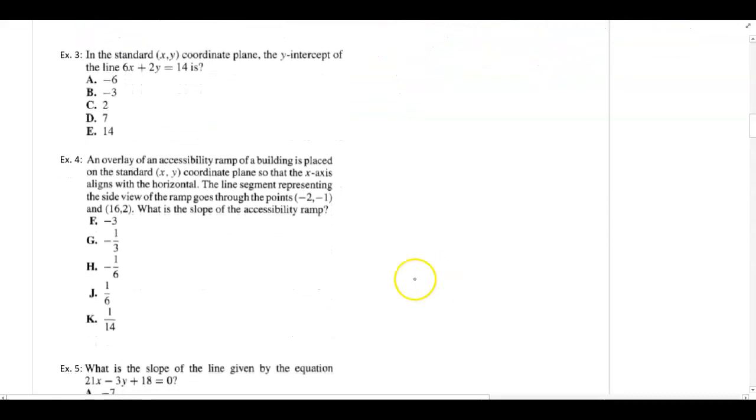Okay, next one. What is the y-intercept of this line? To find the y-intercept, remember, we let x equal 0. So all I'm going to do is go up to this equation. I'm going to go 6 times 0 plus 2y equals 14. That eliminates the x term and leaves me with 2y equals 14. When I divide by 2, y equals 7. Right away, letter D.